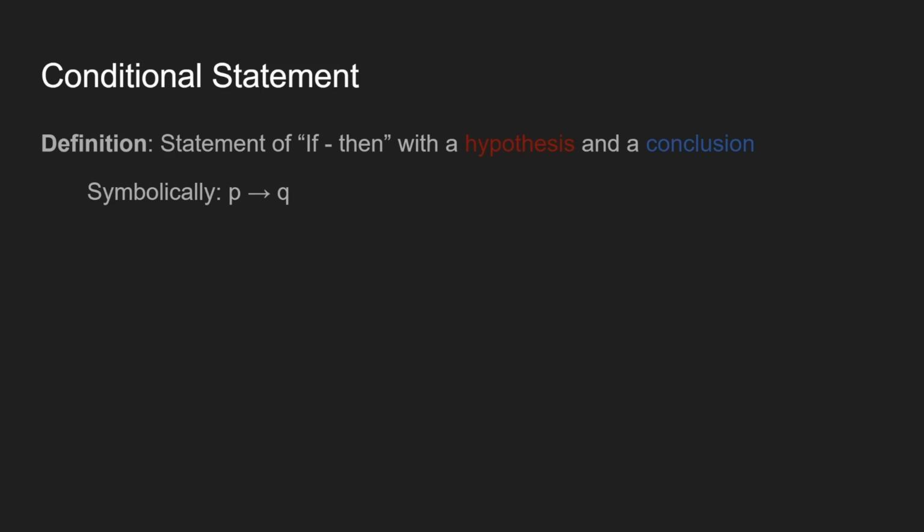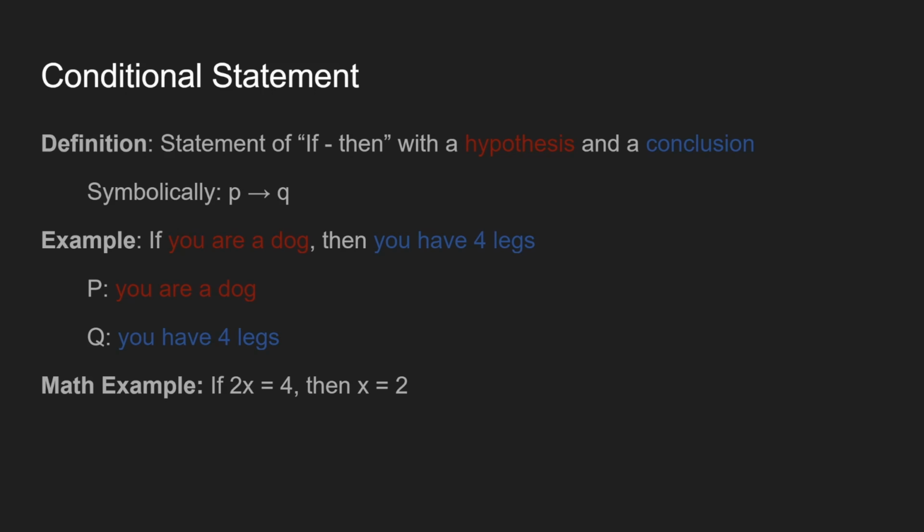Let's give an example. If you are a dog, then you have 4 legs. In this case, our hypothesis, highlighted in red, is "if you are a dog," and our conclusion is "you have 4 legs." Now in math, we'd have an example like if 2x equals 4, then x equals 2.